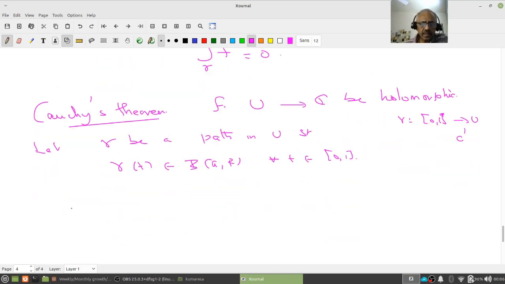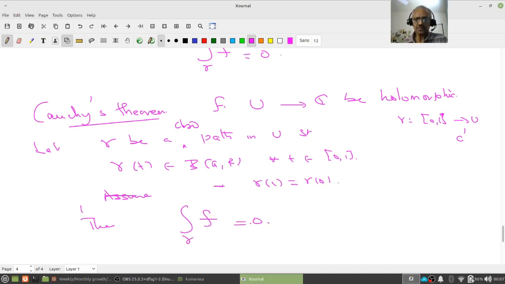Assume further gamma is closed, that is, gamma of 1 equals gamma of 0. Then the path integral of f over gamma is always 0. This is Cauchy's theorem. Do you see why it's very natural?